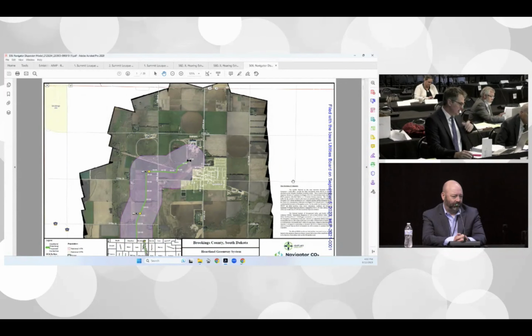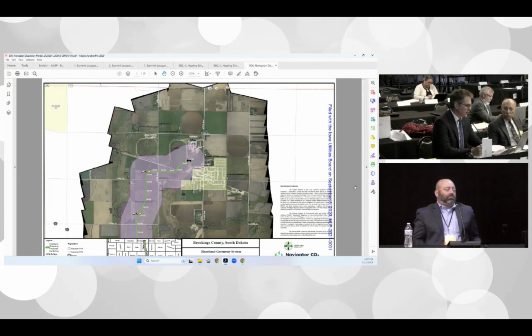Sir, have you ever seen exhibit 506 before or become aware of its existence? I've seen this. And have you been made aware that in the South Dakota Public Utility Commission hearings, Navigator, another proposed CO2 pipeline company, decided to release this particular exhibit and make it public? Not specifically, but I assume since I've seen it, yes, it's public.